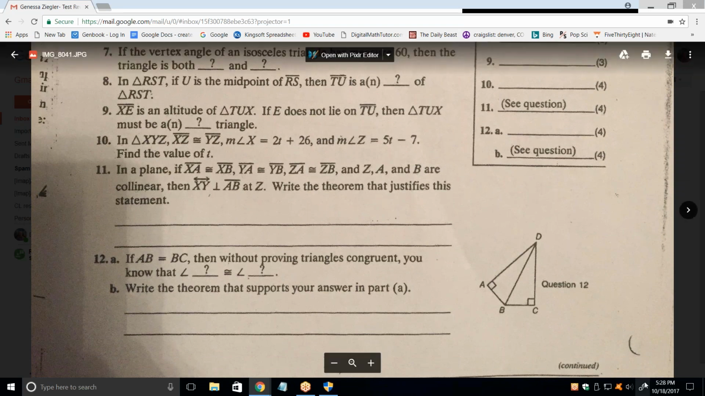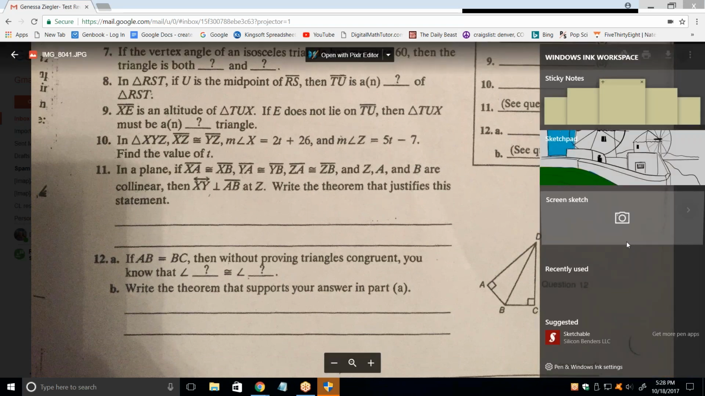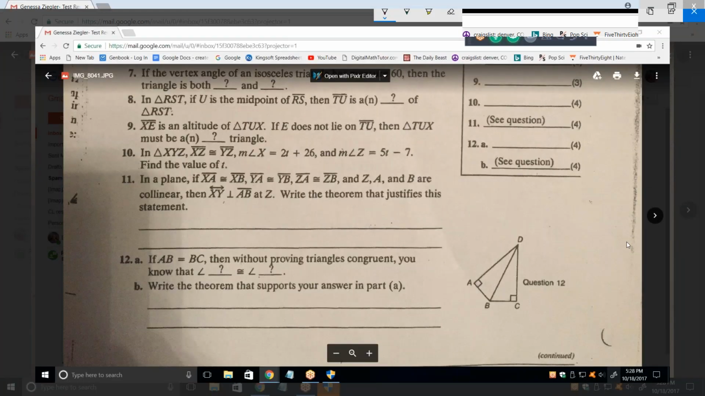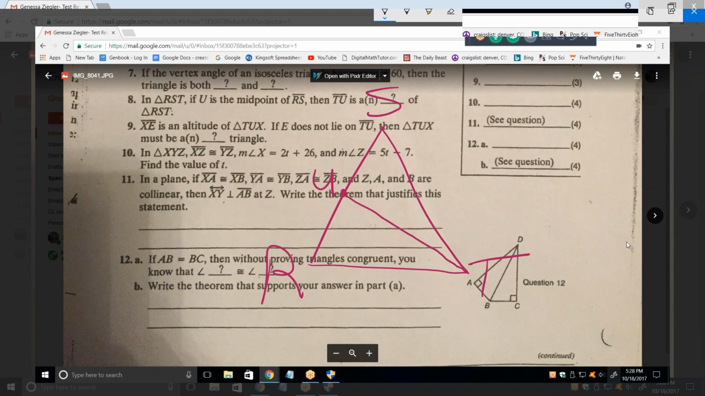Number 8. RST. U is the midpoint of RS. Then TU is what? The median. It's the median.